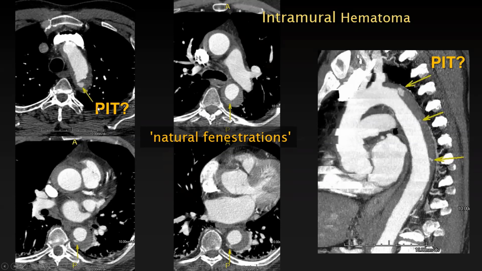Some people have called this maybe a PAU, a penetrating atherosclerotic ulcer, or maybe other people have said, well, maybe this is an endoleak or something. But I would argue that what you see here is something that you will observe almost on a regular basis in patients with intramural hematoma.